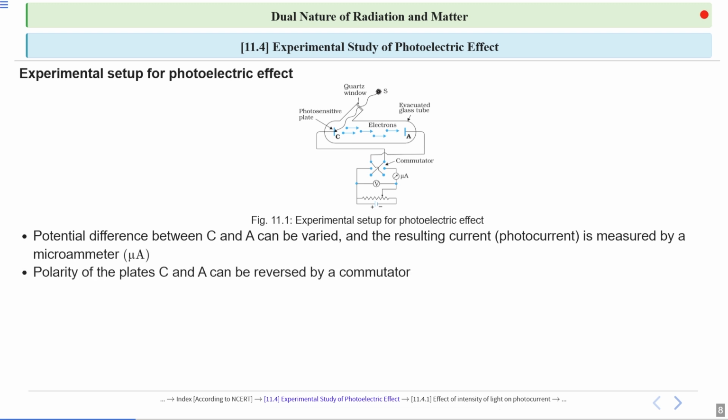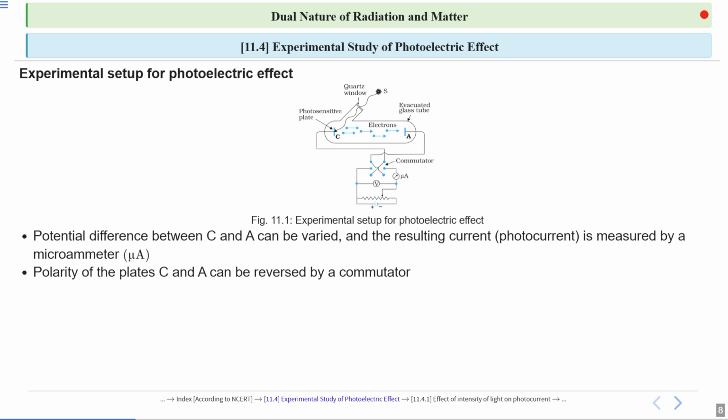So notice here the polarity of plate C and A can be reversed using a commutator. A commutator is a switch that lets us swap which plate is positive and which is negative. This is important because it lets us study how electrons behave when the direction of the electric field is changed.